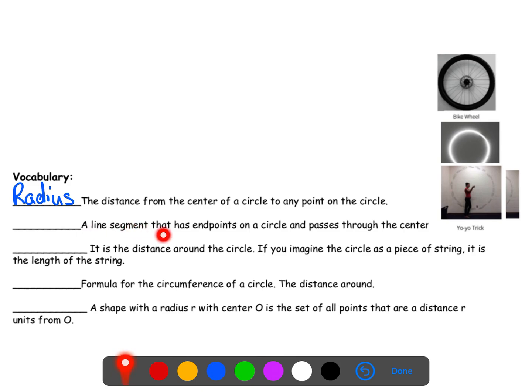Then a line segment that has endpoints on a circle and passes through the center. Going back, that was the bike wheel. That 24 inches, the 2 feet, went from one edge of the wheel through the center axle to the other edge of the wheel. All the way through, all the way across that wheel is called the diameter.